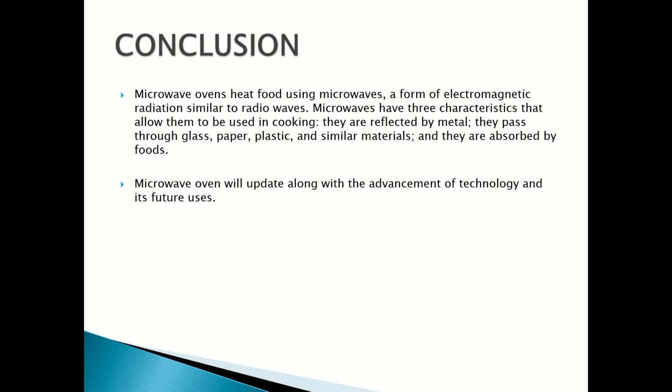Finally, I conclude that microwave ovens heat food using microwaves, a form of electromagnetic radiation similar to radio waves. Microwaves have three characteristics that allow them to be used in cooking. They are reflected by metal, they pass through glass, paper, plastic and similar materials, and they are absorbed by foods.